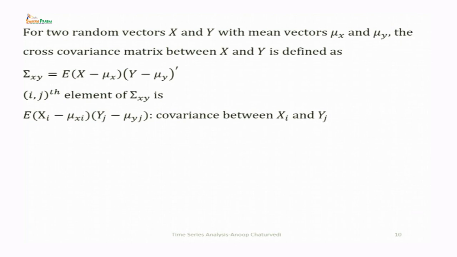Then for two random vectors x and y with their mean vectors mu x and mu y, the cross covariance matrix between x and y is defined as, say, sigma x y equal to expectation of x minus mu x, y minus mu y transpose. And if you look at the ijth element of sigma x y, then ijth element is expectation of x i minus mu x i, y j minus mu y j. And this gives you the covariance between x i and y j. Cross covariance means the covariance between ith element of x and jth element of y. And sigma x y is the matrix of cross covariances or cross covariance matrix between x and y.